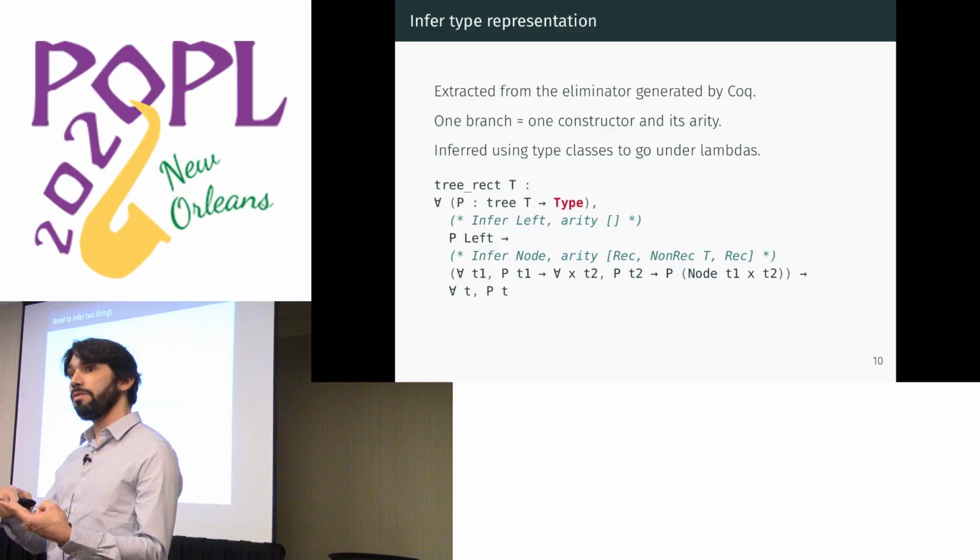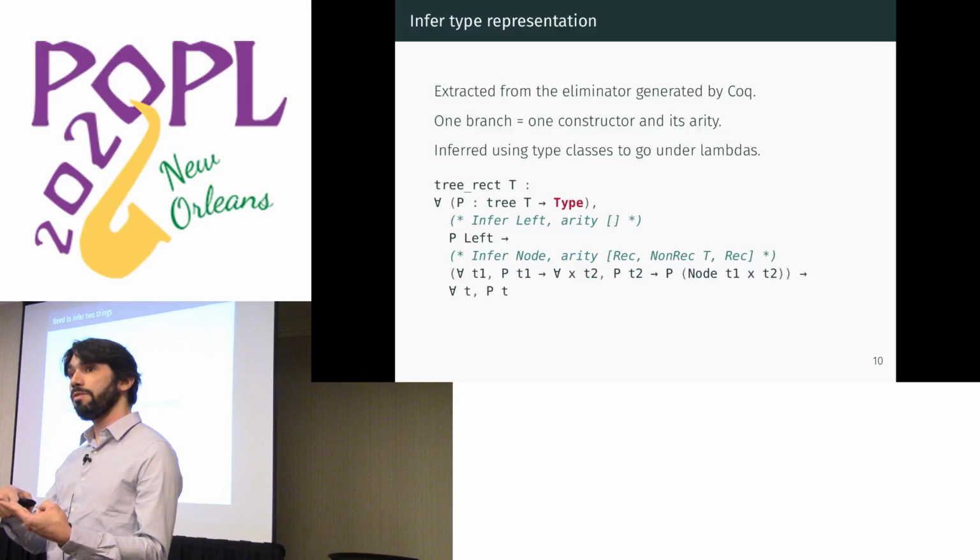So how do we do this? Well, as it turns out, all this information, the fact that the type is inductive according to some signature, can be extracted from the eliminator that is automatically generated by Coq, right? If you take the tree_rect eliminator for the tree type, for instance, you'll see that if you look at the proof obligation for the leaf case, you can infer that we have some leaf constructor that takes no arguments, right?